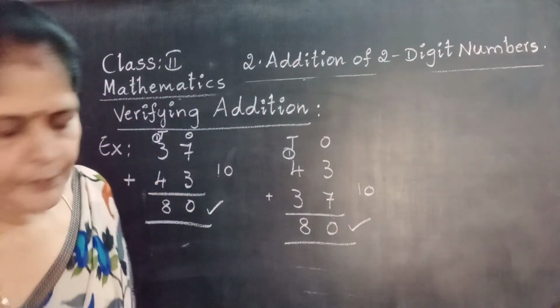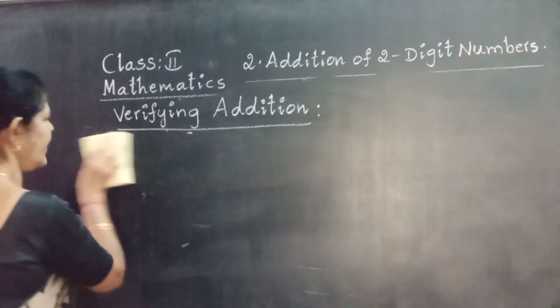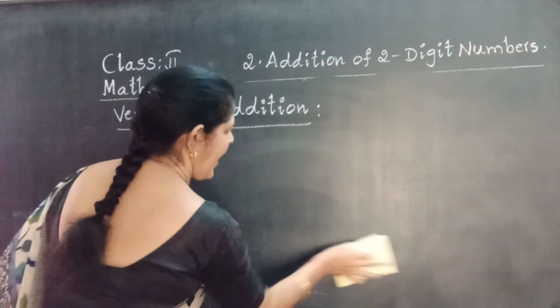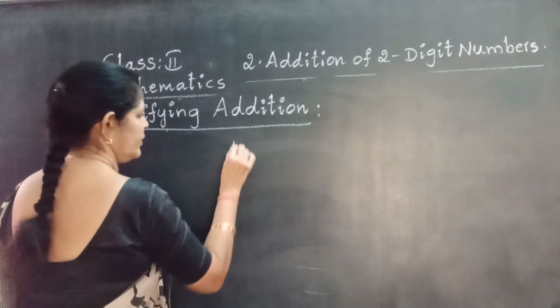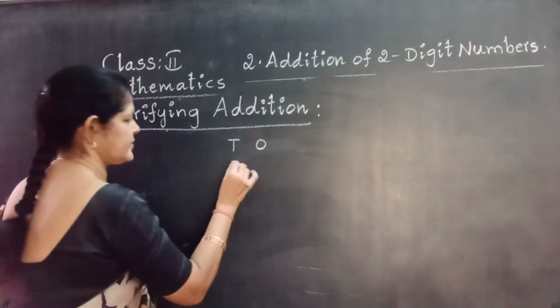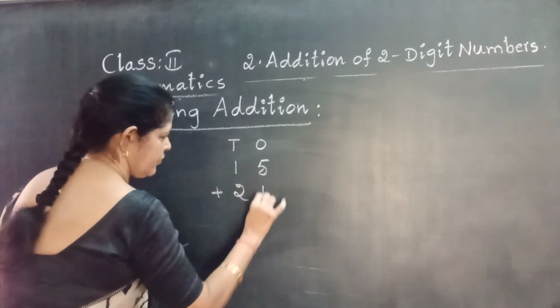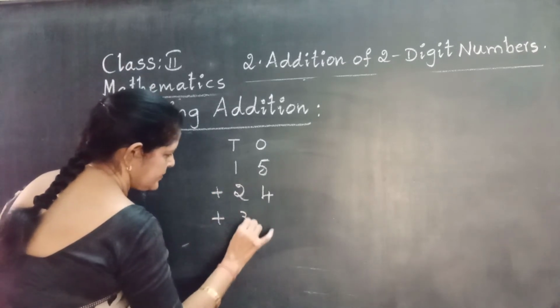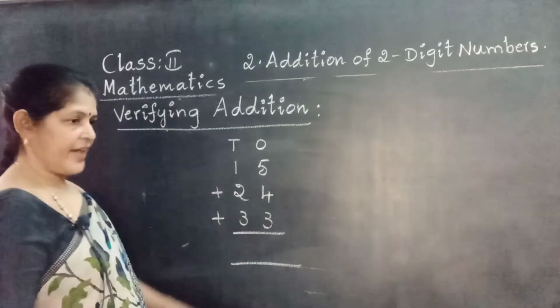Okay? Another example. Very easy in addition, but you have to be careful while adding two-digit numbers. Three lines. Tens place, ones place. Two-digit means 2 places. 15 plus 24 plus 33. See, first find the total.